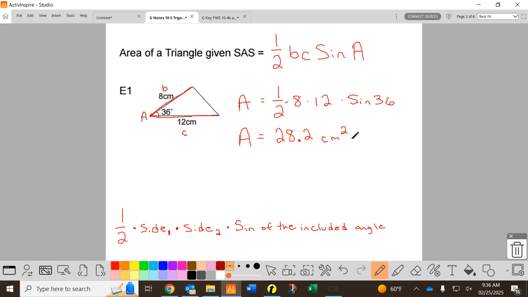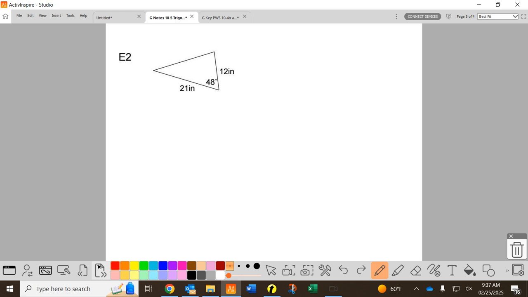Okay, guys, let's keep going. Today, this is the one formula we're doing the whole time. So we've got our sides. This is going to represent our side B. This is going to represent our side C. This is going to be A right here, this included angle in between. So it's going to be area equals 1/2 times 21 times 12. It doesn't matter if you do 12 times 21 or 21 times 12. But at the end, you're going to have sine of what?